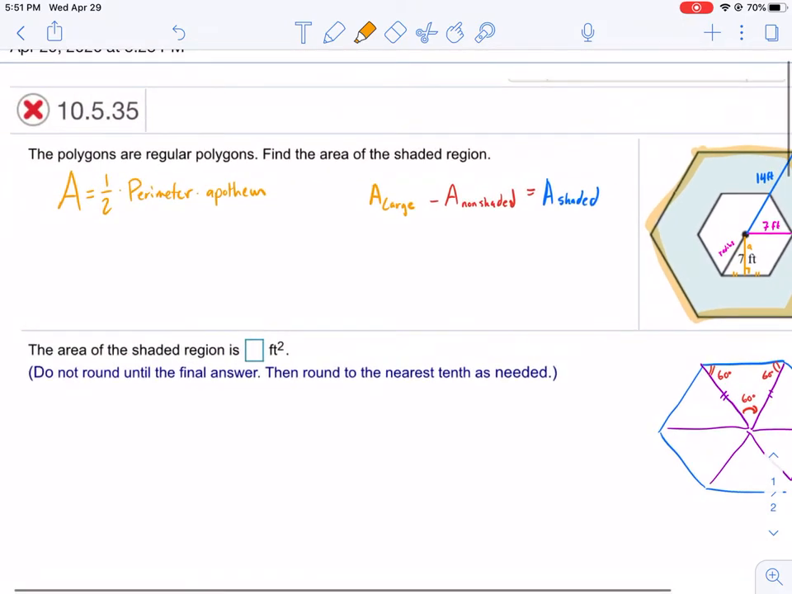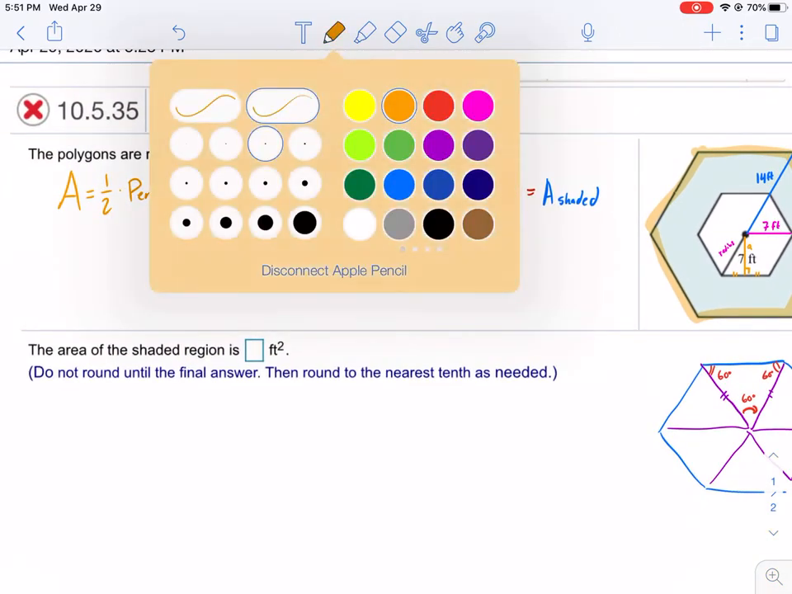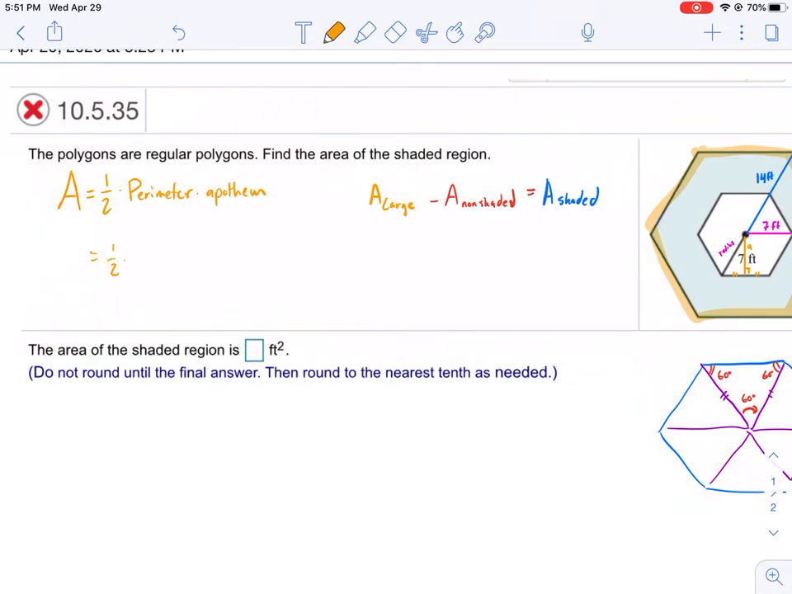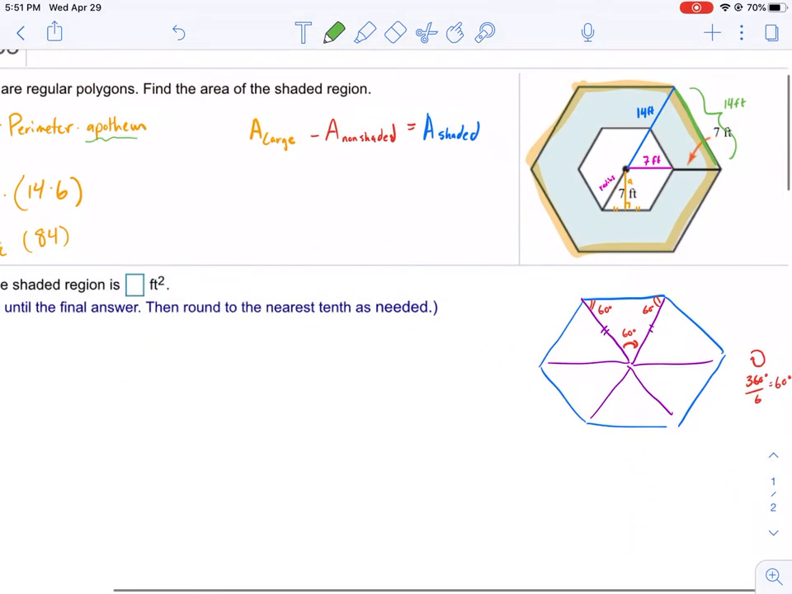We already know that the perimeter is 14 times the number of sides, 6. So 14 times 6 gives me 84. So you already know that this is 84 for the perimeter. We're off to a good start. But now we need to find the apothem, which is a little bit more difficult, but it's not too bad.